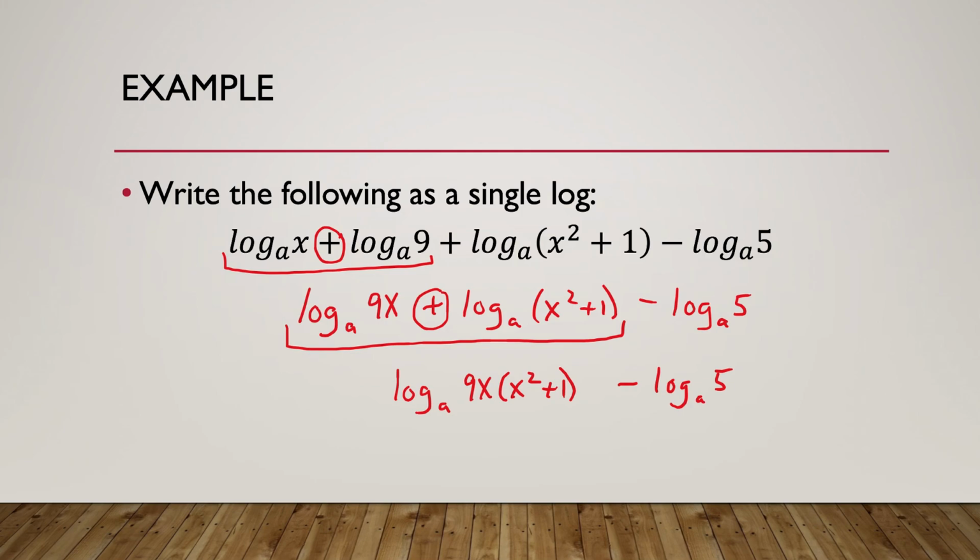So now finally I have two logs that I need to combine as one. Looking at what's in between the two logs, I see a subtraction, which I know means that I need to write a fraction when I put them back together. So I'm going to have log base a, and on the top I'm going to have 9x times x squared plus 1, and on the bottom I'm going to have 5. All right, so our final answer here would be log base a of 9x times x squared plus 1 divided by 5.